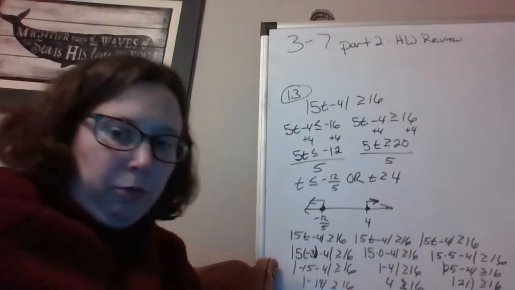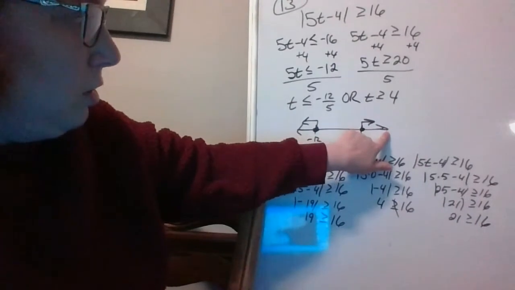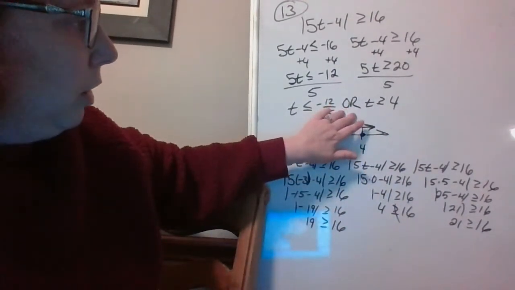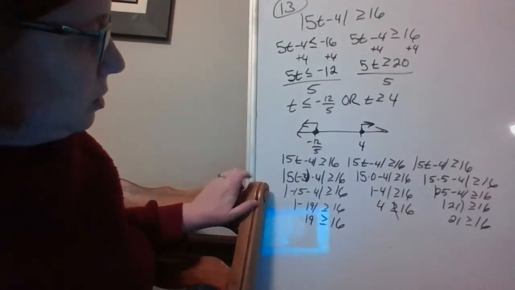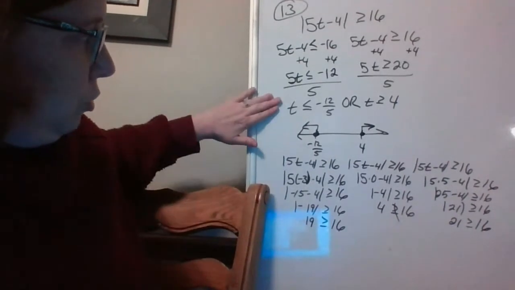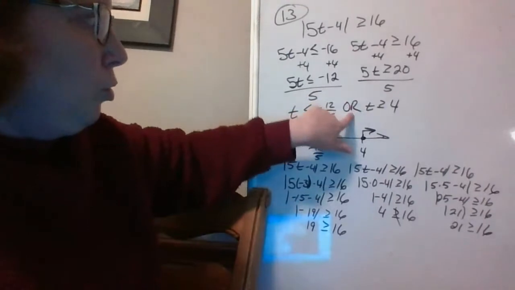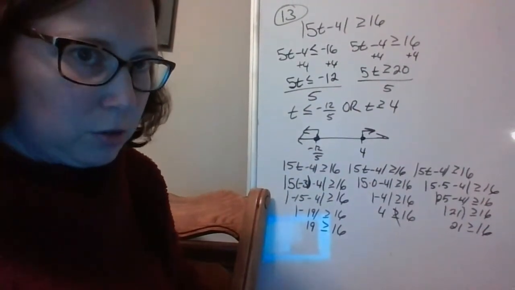It worked out perfectly because we were looking for 2 checks that did work and 1 check that did not work because we had an OR here. So we have showed that all of our work for number 13 is good, and our solution of t is less than or equal to -12/5, or t is greater than or equal to 4 is a good solution.